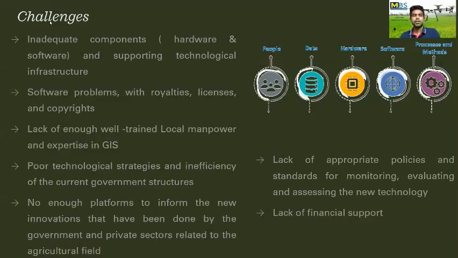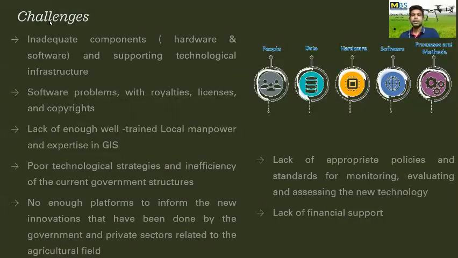Another major challenge is software problems. The software itself is often designed for Western societies and standards. It may not fully meet the needs of other cultures or developing countries. Then lack of expertise is another challenge when implementing the system. GIS implementation requires fully trained human resources, but it is costly to train and acquire that expertise. Local manpower and expertise in GIS are not enough for proper implementation of GIS in Sri Lanka.